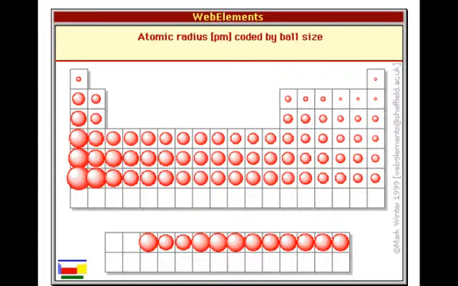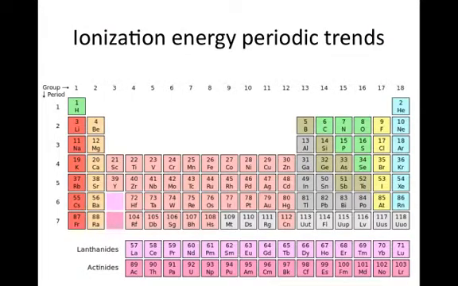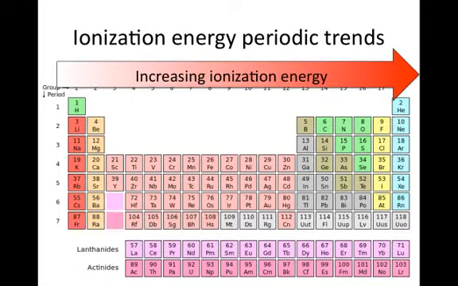So again, here's the trend of atomic radius in the periodic table, and you can see that if you looked at hydrogen and looked at lithium, lithium is not holding its electrons as close to the nucleus as hydrogen is, and so it's easier to remove the electrons from lithium than it is from hydrogen, which means that hydrogen has a higher ionization energy than lithium. So ionization energy periodic trends go like this. They increase from left to right, and they increase from bottom to top.